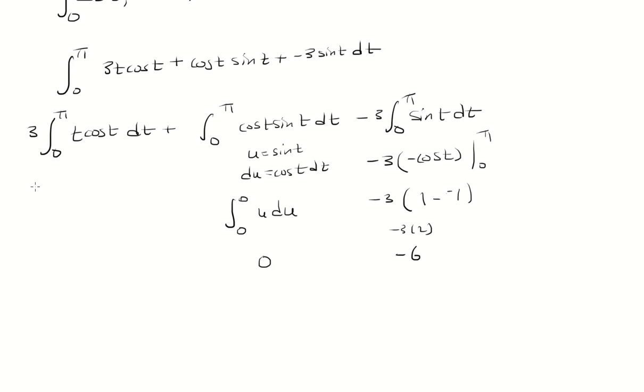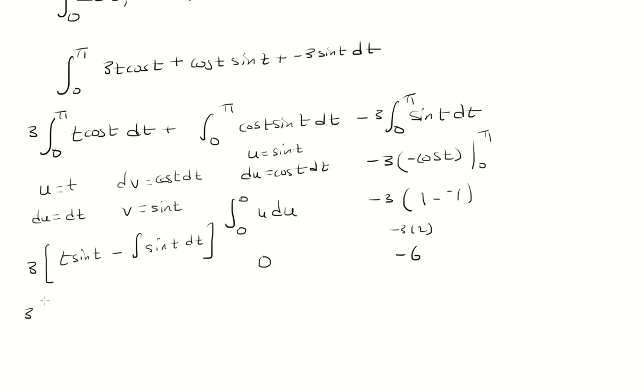And then over here we have to use integration by parts. So we'll say u is t, du is dt, dv is cosine t dt, so v is sine t. So we have the 3 outside, then u times v, which is t sine t, minus the integral of v du, so sine t dt. So it's t sine t, and then this will be plus cosine t.